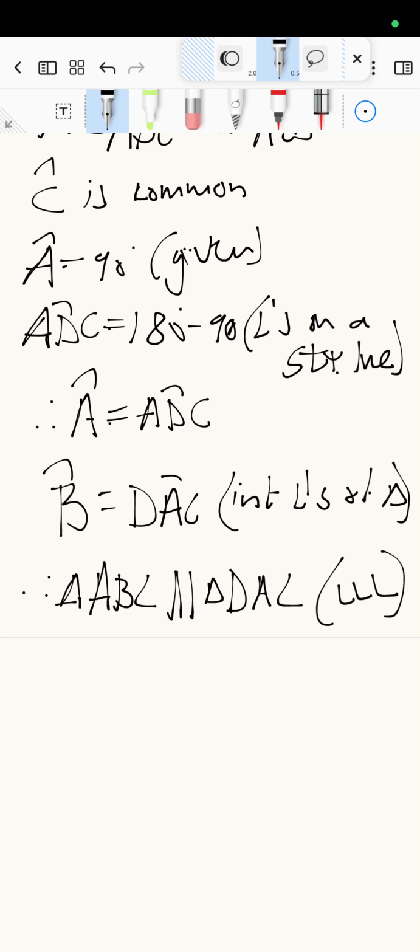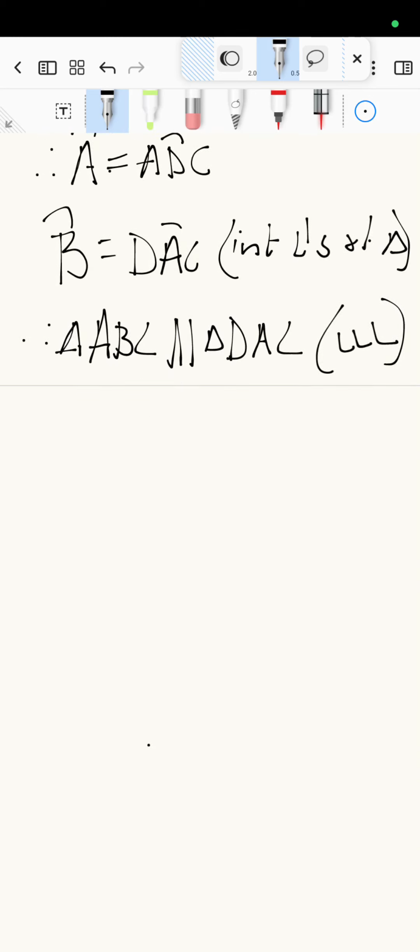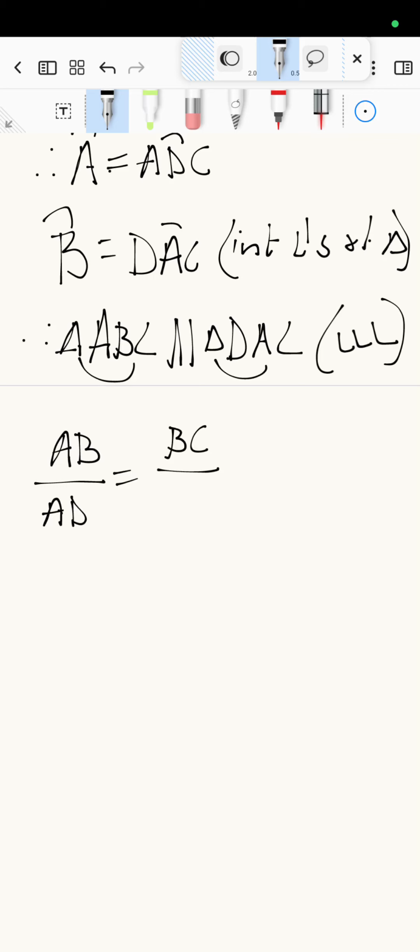Because of your similarity, there are certain ratios that you can find. So you'll say AB divided by AD, first and second, is equal to BC divided by AC, second two. And then AC, first and last, divided by DC or CD, first and last.